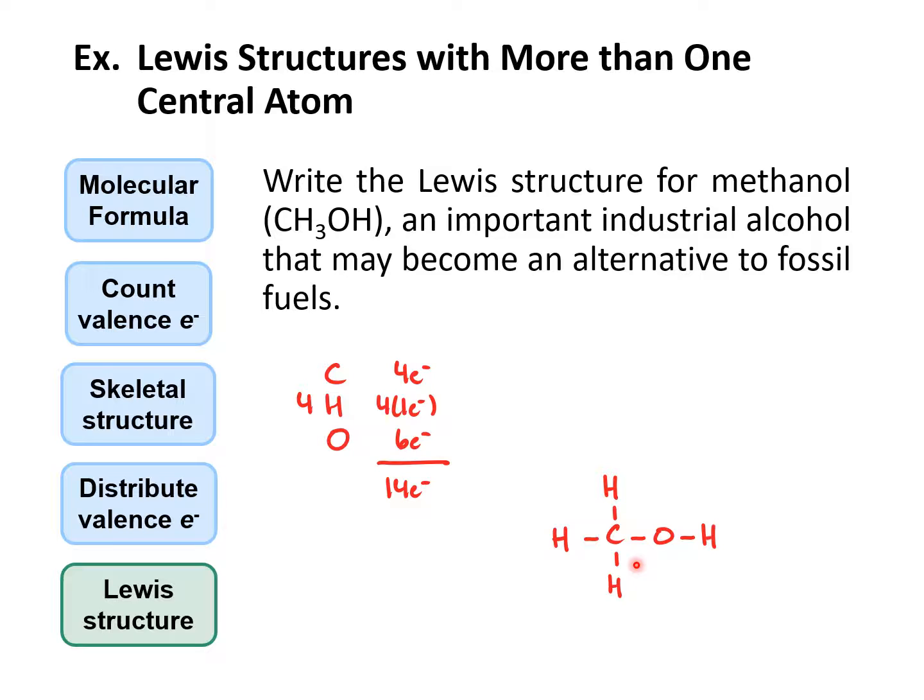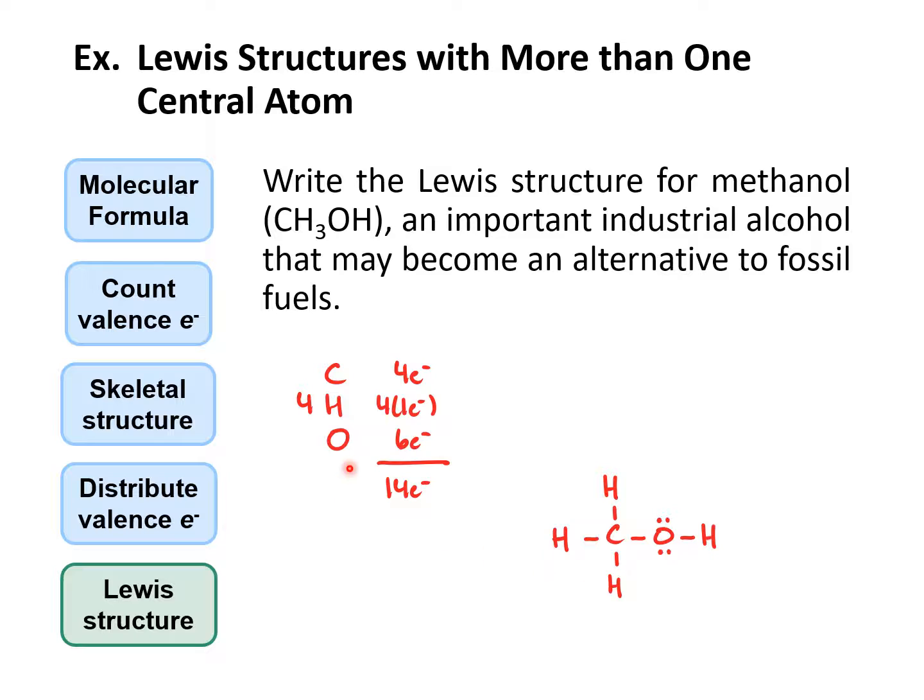The next step is to distribute the remaining electrons as lone pairs. And the only place that can accept electrons is the oxygen atom, because we see here that hydrogen can only have 2 electrons, and each of the hydrogen atoms already have 2 electrons, and carbon, which must obey the octet rule, already has 2, 4, 6, 8 electrons. So the only place that we can place our electrons is on the oxygen atom. So we have 12 and 14 electrons.